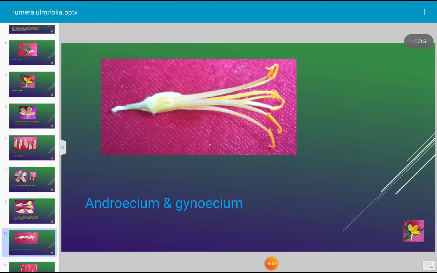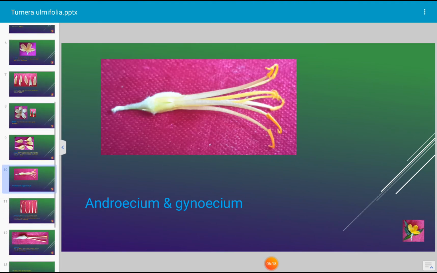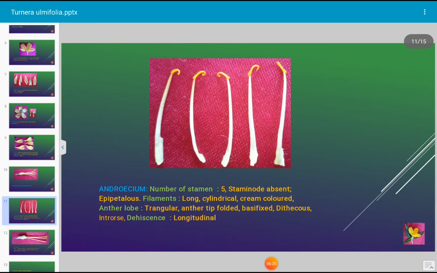Next, this is the photograph of androecium and gynoecium. Both are present in the flower, hence the flower is described as hermaphrodite, or it is also described as the bisexual flower. Let us see the androecium or the male part of the flower. Androecium consists of stamens. There are 5 stamens present in the flower, that is Turnera ulmifolia. In this flower, staminodes are absent.